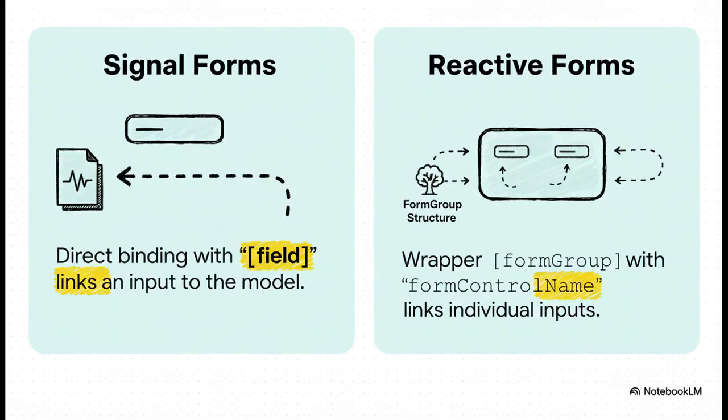And then you jump into the template, and wow, the difference is night and day. Signal Forms on the left use the super clean field directive. It's a direct link between the input and a piece of your form model. Simple. Reactive Forms, on the other hand, have a bit more ceremony. You have to wrap the whole thing in a form tag with the form group directive, and then you use form control name to connect each specific input. Both work, but you can really see the different philosophies shining through in the syntax.